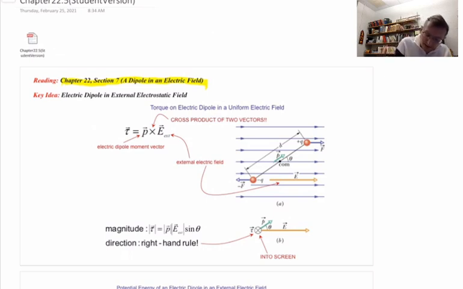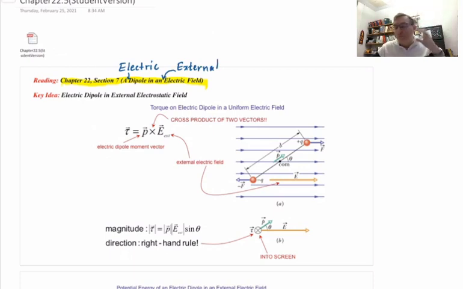So let me add a couple of adjectives to this section title. An electric dipole in an external electric field. Now remember what we mean by an electric dipole. Two point particles with equal but opposite charge. There's a plus q and a minus q, and those two charges are separated by some distance d. That structure is called an electric dipole.